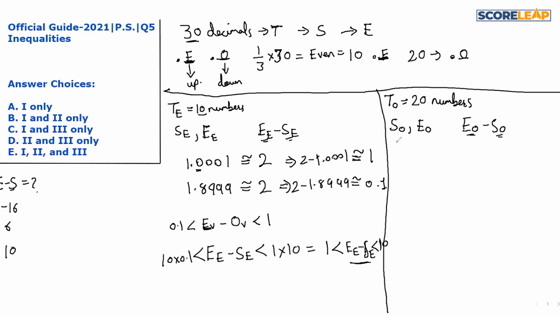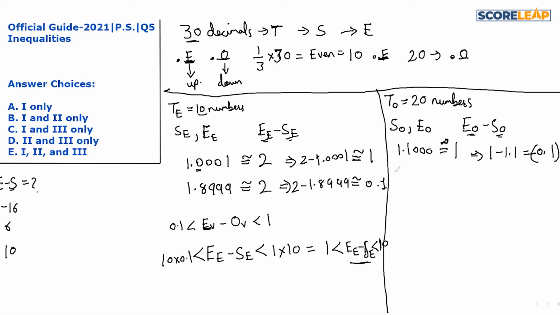So let us check what can be the values. The smallest possible difference can be at the point where we have, because we have to round it down, 1.1000, which is approximately equal to 1. And the difference between them is 1 minus 1.1, which is equal to 0.1, negative of 0.1, I would say.